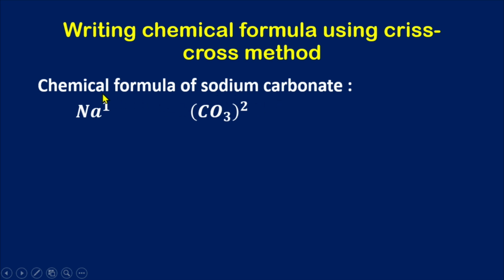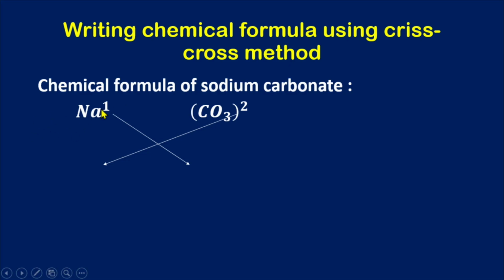First let us take the example of chemical formula of sodium carbonate. So we will write the symbol of sodium children, Na, and on top of it we will write the net charge on sodium, that is 1. We will take carbonate together children, CO3, and on that we will write the net charge for carbonate, it is 2. Now we will apply crisscross.